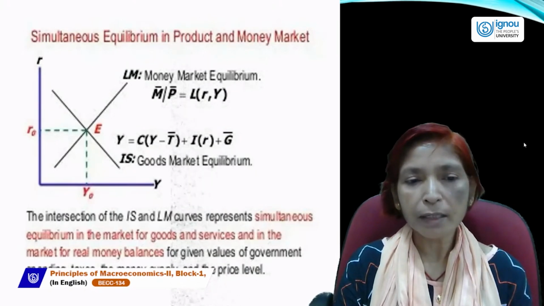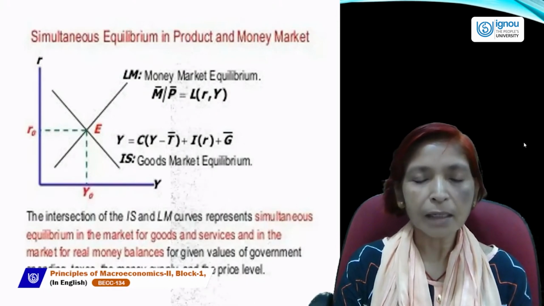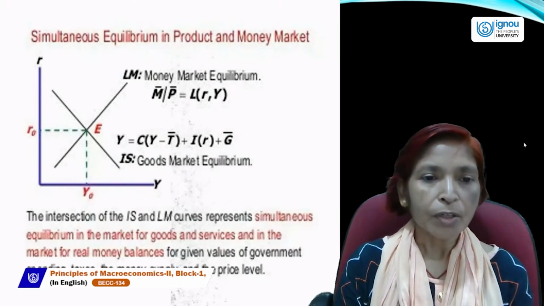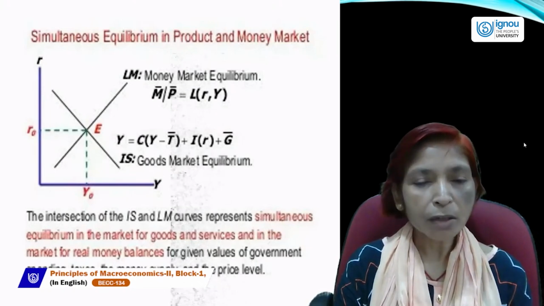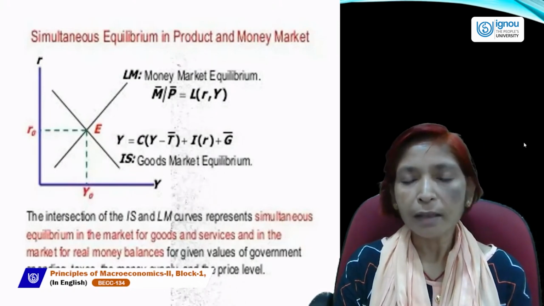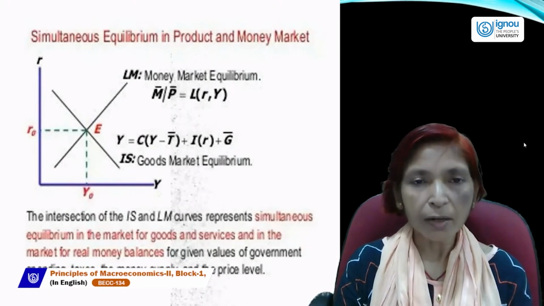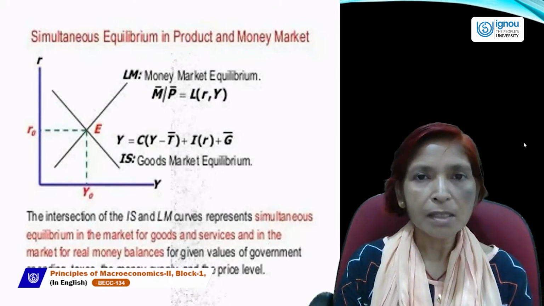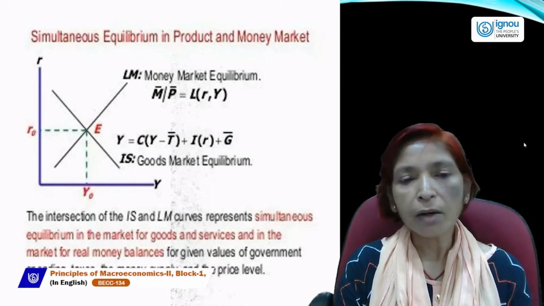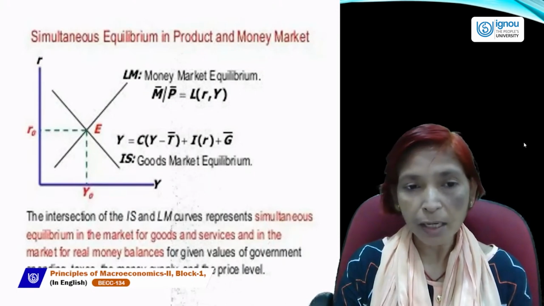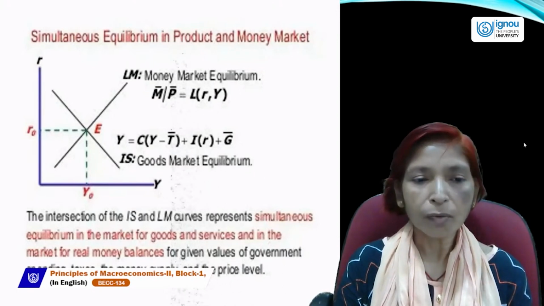Money demand is related with two things: one is the rate of interest and the second is the level of income. So money demand is a function of the rate of interest and the level of income. Instead of money supply, we can write M bar upon P bar, and instead of money demand, we can write L(R, Y).